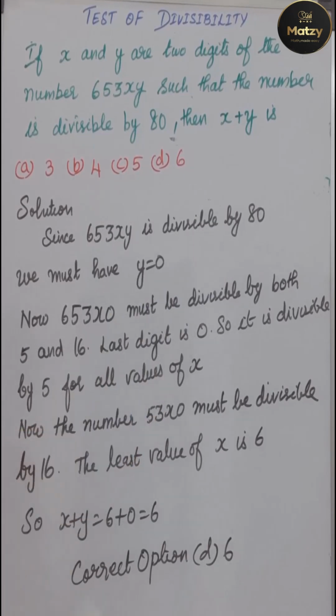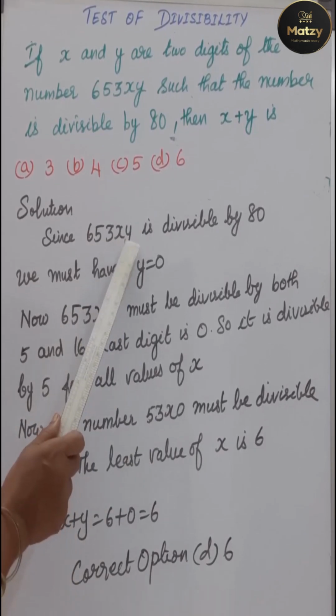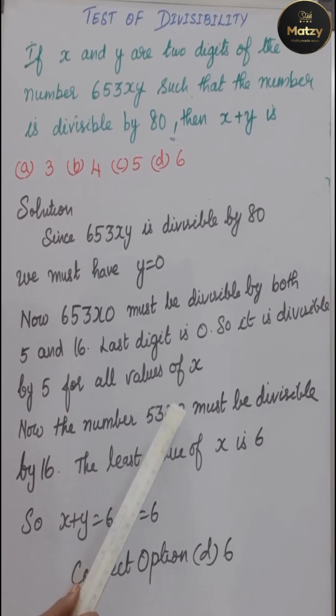Now, it should be divisible by 16 also. Now, by using that divisibility condition, we can find out the value of x, because x is in the tens place. Now, what is the condition for divisibility by 16? If the last 4 digits of a number are divisible by 16, then the whole number is divisible by 16. That is the condition. Now, what are the last 4 digits? 53xy. Y value we got as 0. So, 53x0 must be divisible by 16.